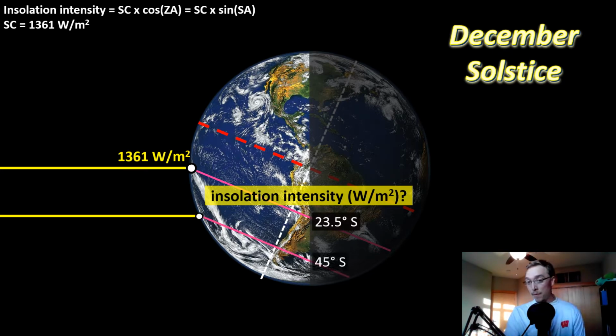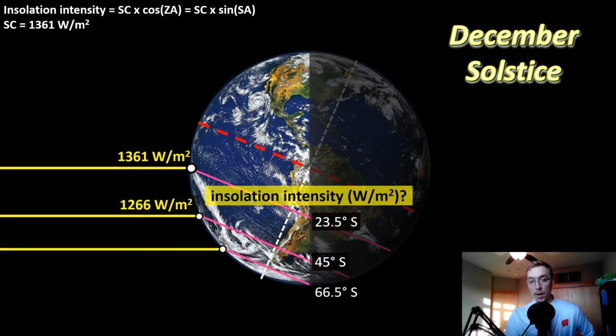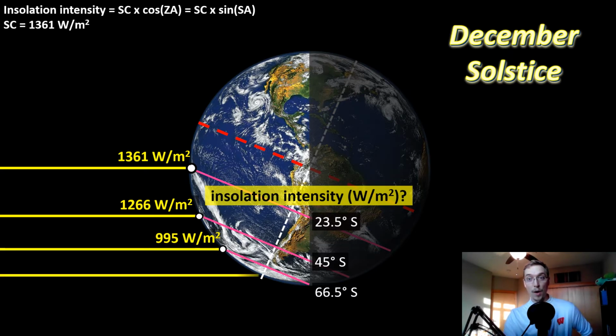But if we step down to 45 degrees south, we're slightly lower, right? The rays are traveling through more atmosphere because that solar angle is higher. So we're at 1,266 watts per meter squared. Here we're at 66.5 degrees south latitude and 995 watts per meter squared. And here we are at 90 degrees south latitude, our south pole, at 543 watts per meter squared.